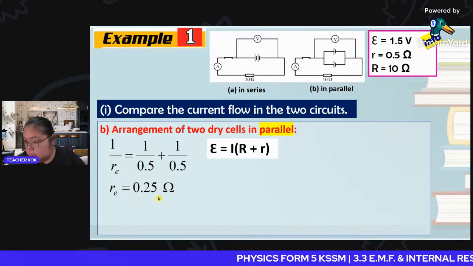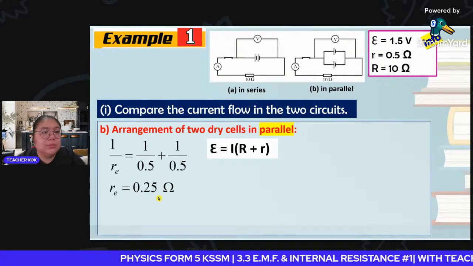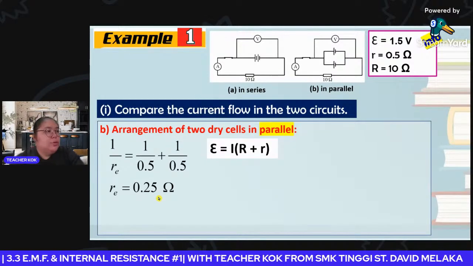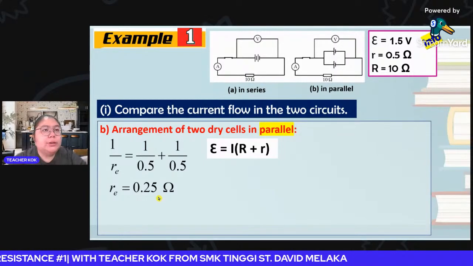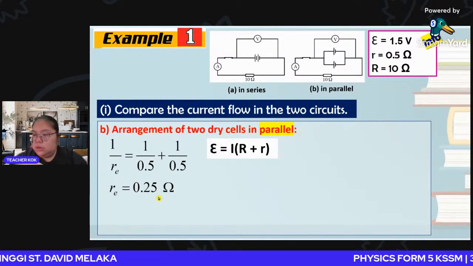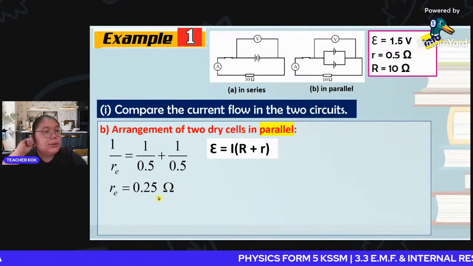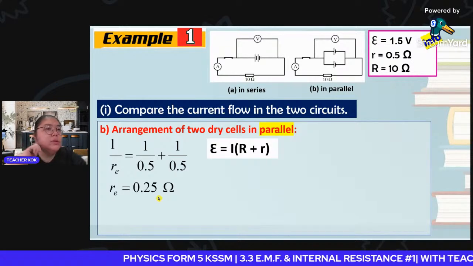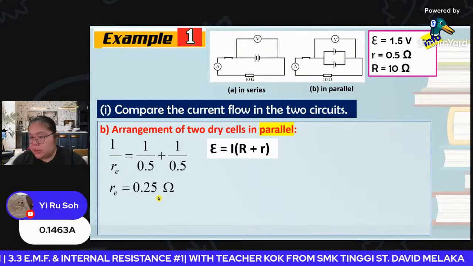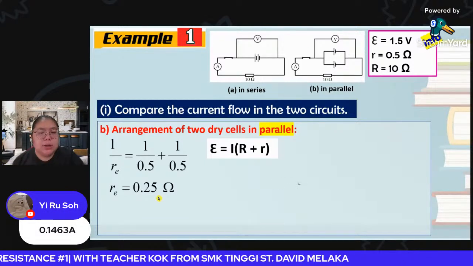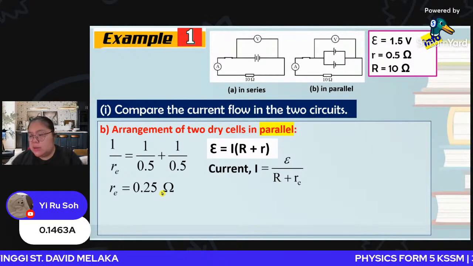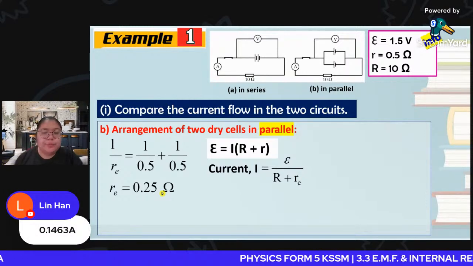We see whether the students can answer me or not. Still nobody. Anyone who gets the answer can type inside the chat. Okay, Yiru gives me 0.1463 ampere. So we go to check. We pin the answer from Yiru first. Ling Han also gives me the same answer.